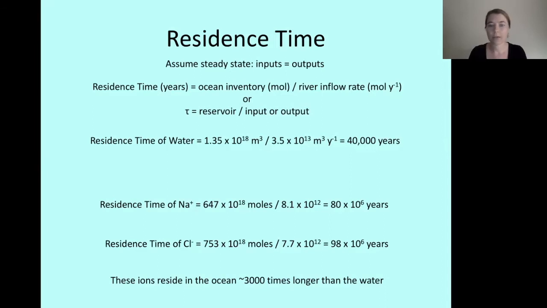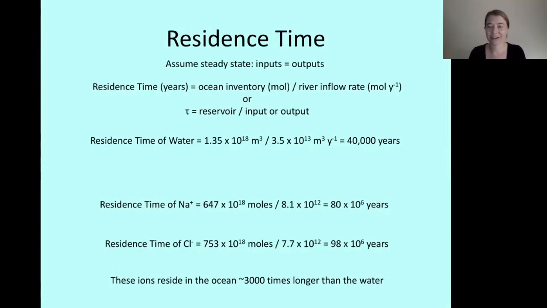And to illustrate how that can be helpful, let's look at salt. If you calculate the residence time of sodium, one of the main constituents of the salinity of seawater, we can estimate how many moles of sodium there are in the ocean and divide that by all of the inputs of sodium, and we get a residence time for sodium of 80 million years. And similarly, if we do that for chloride, we get a residence time similarly on the order of 1 million years. So these salt ions reside in the ocean about 3 times longer than water. So they're really, really not reactive. They're not doing much. Once they're in the water, they're just hanging out there.